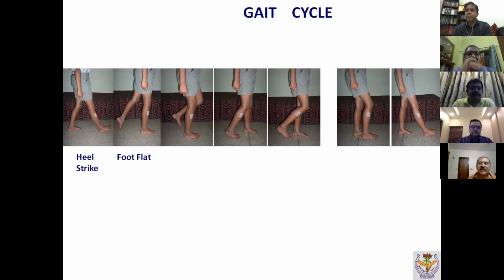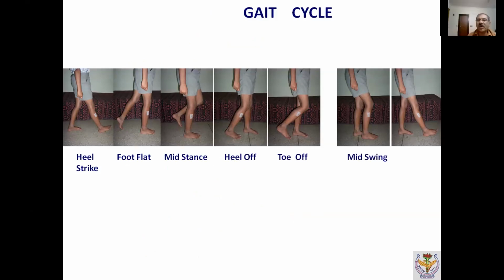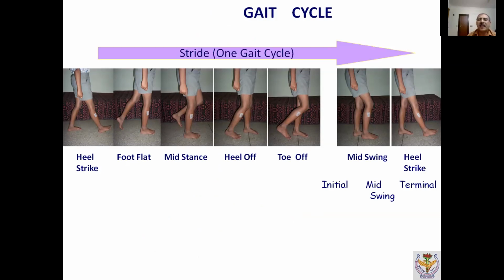which starts with the heel strike, then goes onto the foot flat, then is the mid stance, and then the heel off, then the toe off. Then the swing phase starts when the limb is off the ground, starting from the initial swing to the mid swing to the terminal swing. And then the foot again, when it strikes, the heel strikes. That is the finish of the one gait cycle. And one gait cycle consists of 2 steps.